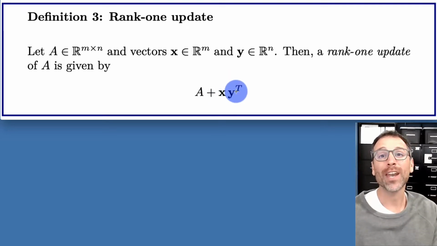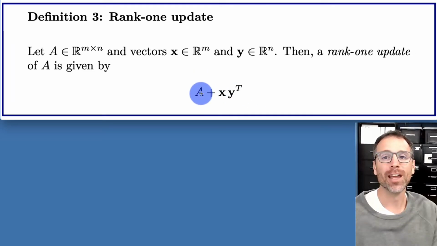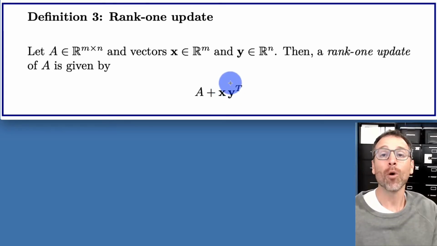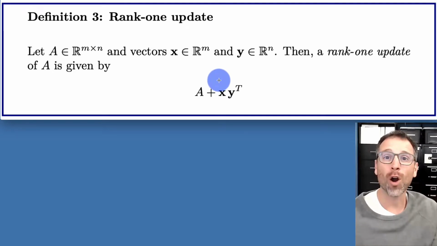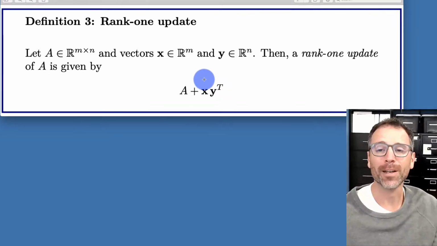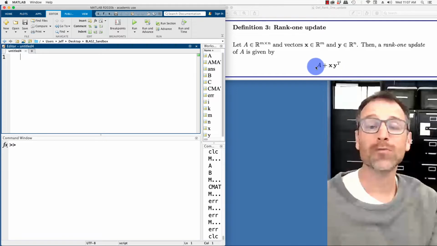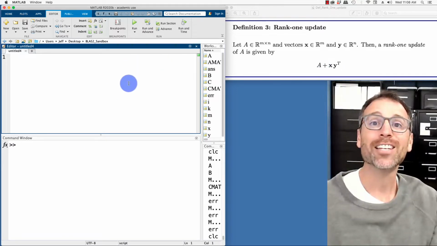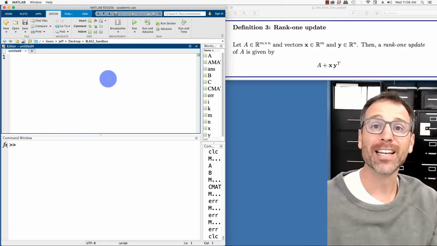This is also called an outer product update, since the matrix x times y transpose is an m by n matrix, the exact same dimensions of A, formed by taking the outer product between vectors x and y. For more information about outer products, go ahead and see our previous videos on that topic. What we're going to do in this video is actually transform this mathematical definition into code that executes that calculation.